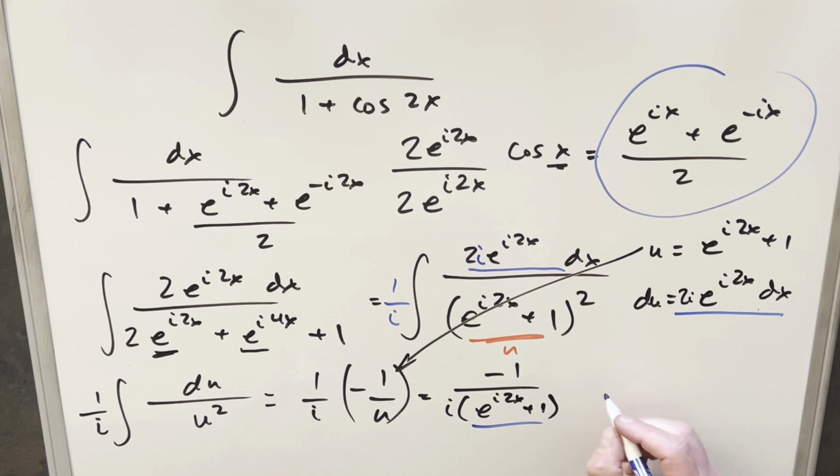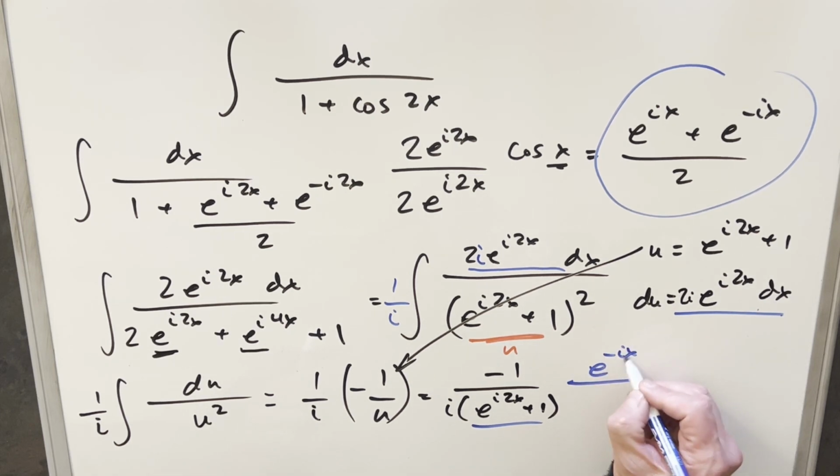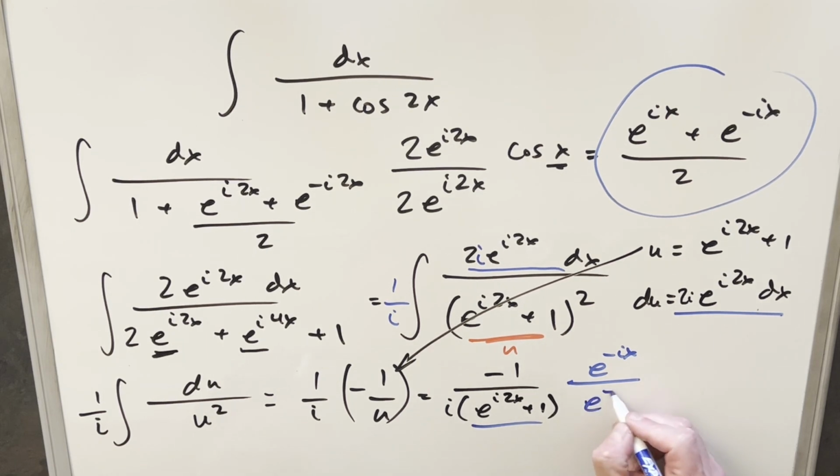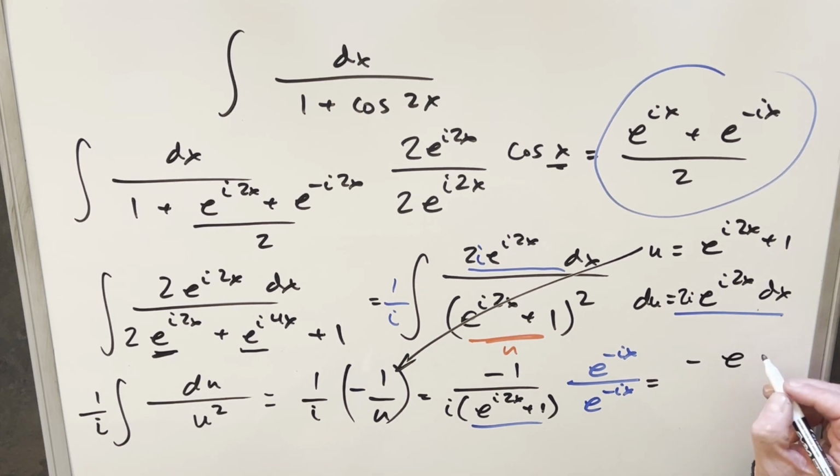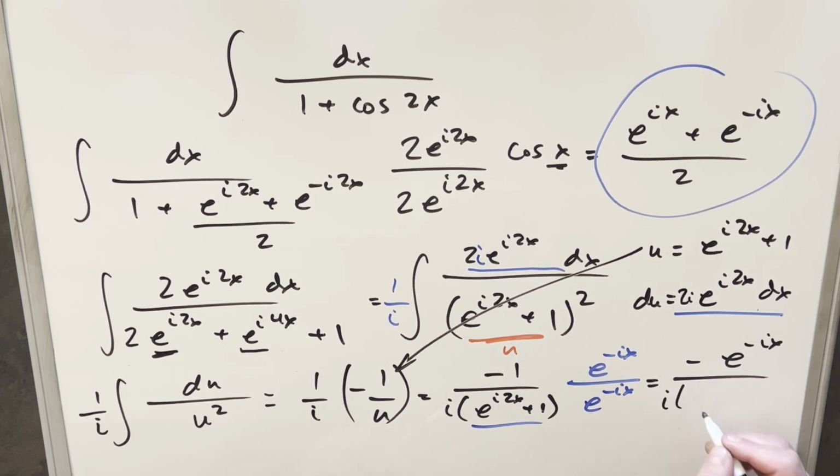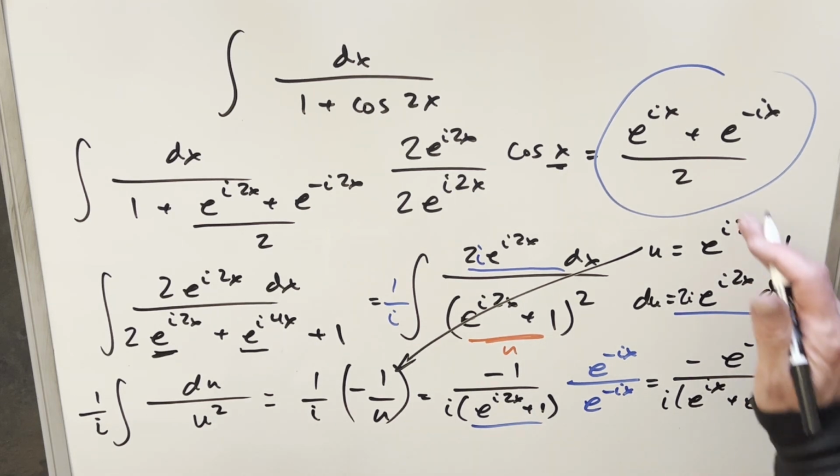So what I can do to try to clean this up is we'll just multiply by 1, multiplying by e^(-ix). But then having this in the denominator, that's going to help me clean up this piece. So then we'll multiply this stuff all together. We're going to have minus e^(-ix) here. Then the denominator, we'll still have our i. This is going to become e^(ix) plus e^(-ix). And that's starting to look more the way we want it.